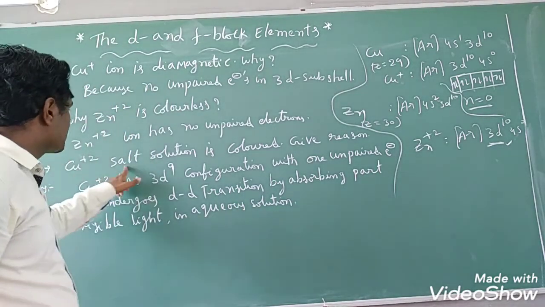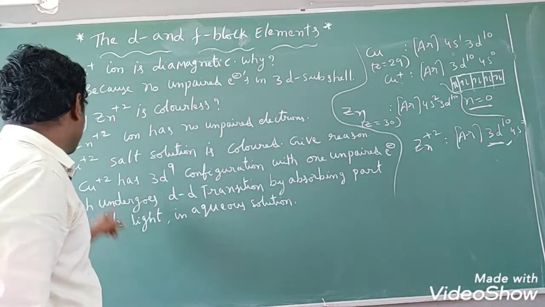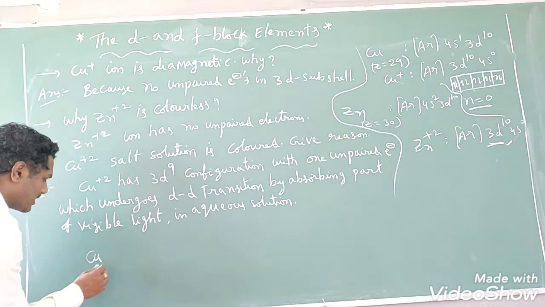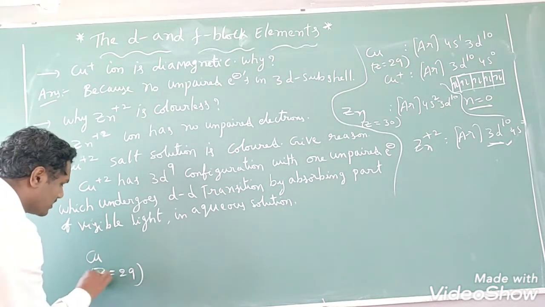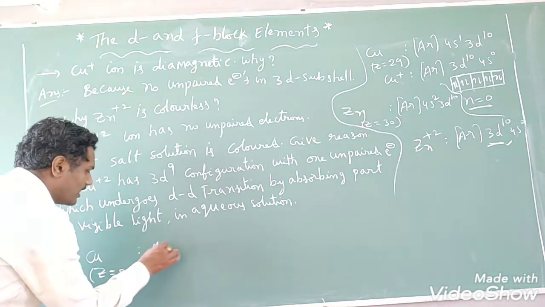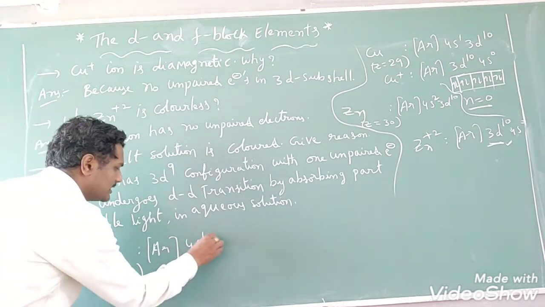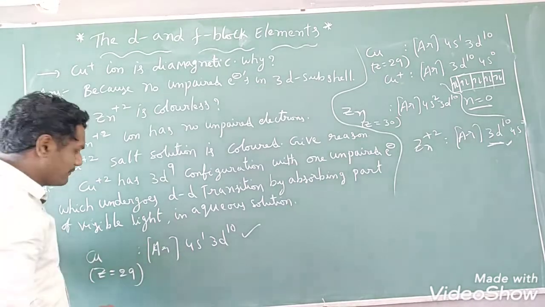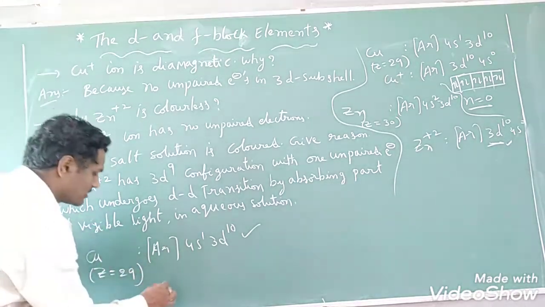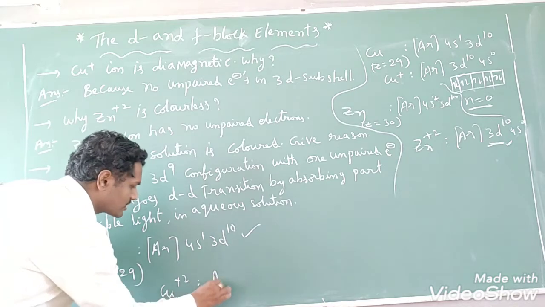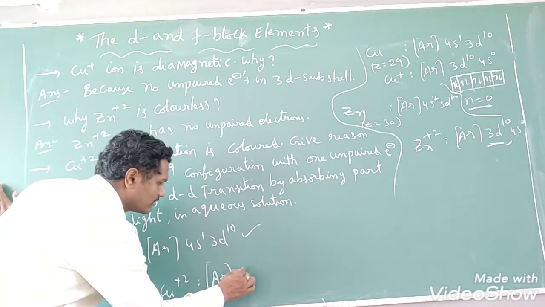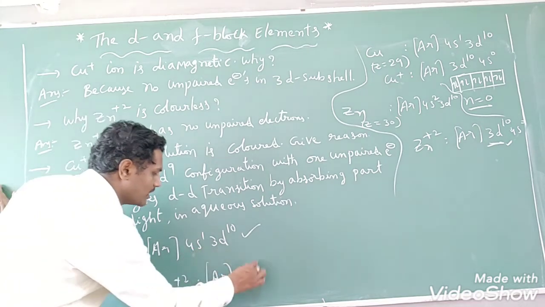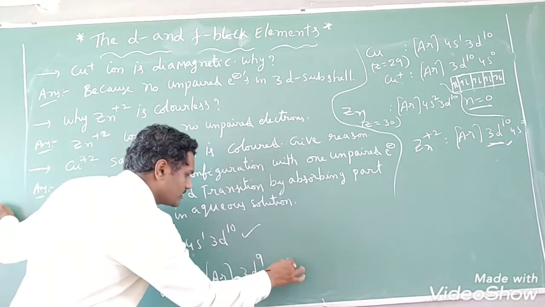Okay, and next you see that Cu plus 2 salt solution is colored. The reason: now you observe, I am taking copper here. Copper atomic number is Z equals 29, right? What is the electronic configuration? Argon 4s1 3d10. We know already this is the stable electronic configuration of copper. So copper here loses 2 electrons. So the Cu plus 2 electronic configuration will become argon 3d. 1 electron lost from the 4th shell, 1 more electron lost from the 3d subshell. So it will become 3d9 4s0.